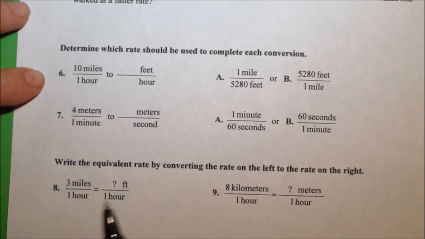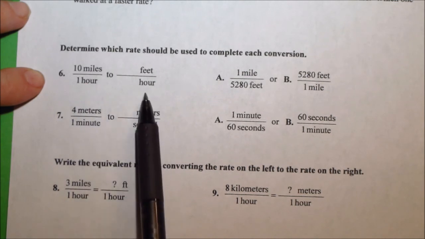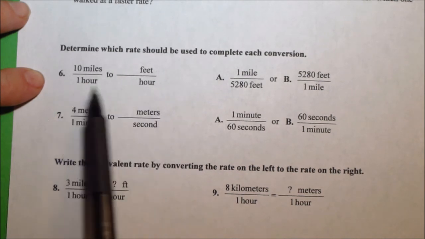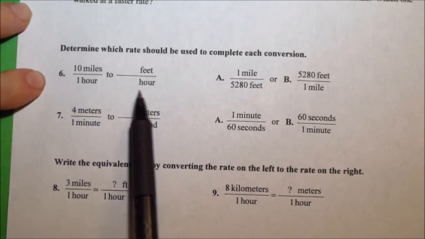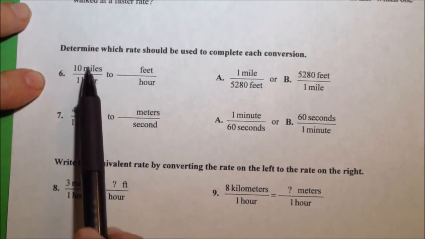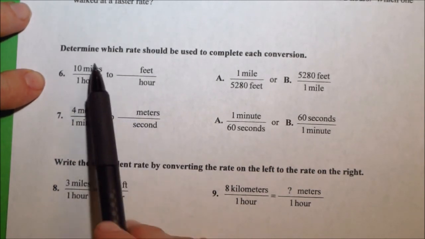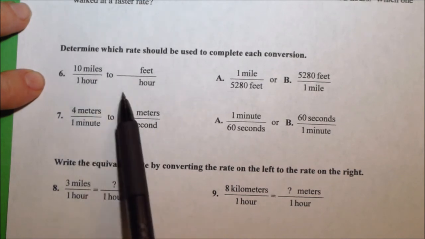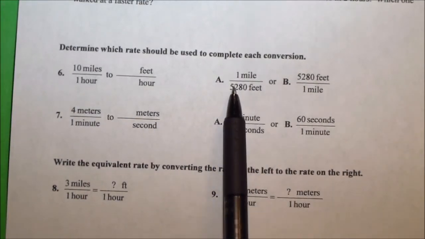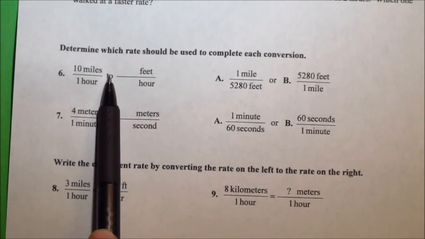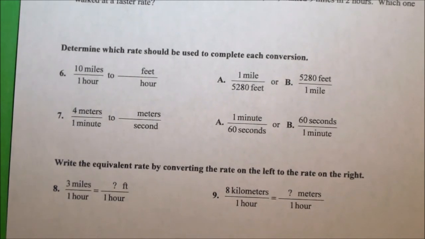So remember, if you need to, you got to look first, what do you want to keep? You want to keep hour. I see it in my final. Okay? And so I don't see miles in my final. So it's miles I want to get rid of. And miles as a unit I can only get rid of if they are diagonal in a rate fraction that I'm working with. So keep that in mind when you try to figure out, is it this one or this one I would use to get from here to here.